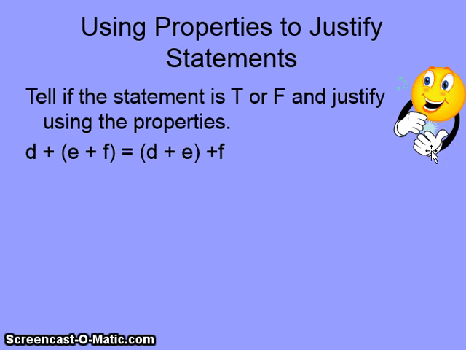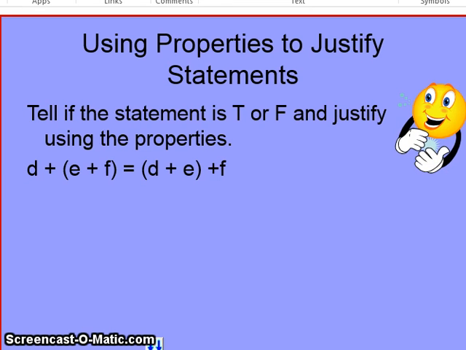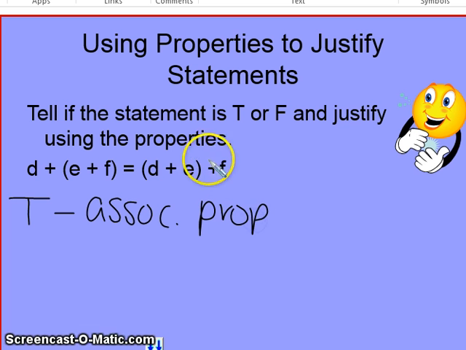Here's another example. Again, it needs to be in your notes. We want to tell if this statement is true or false and justify using our properties. It says that (d plus e) plus f is equal to d plus (e plus f). So it's telling us that if we switch the placement of the parentheses, the expression remains the same. This is true. And it's true because of the associative property of addition.